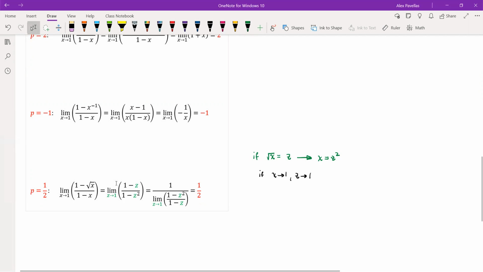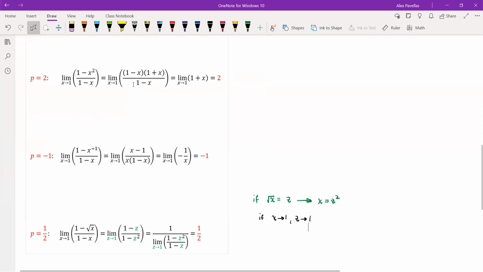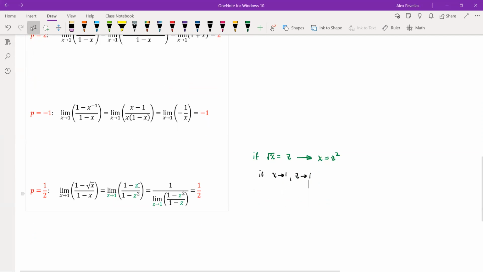We do this little substitution, and we end up with 1 minus z over 1 minus z squared. And this is the reciprocal of the p equals 2 case, right? Because that was 1 minus x squared over 1 minus x, and here we got 1 minus z over 1 minus z squared. Okay, we got a different letter, but it's okay, whatever.